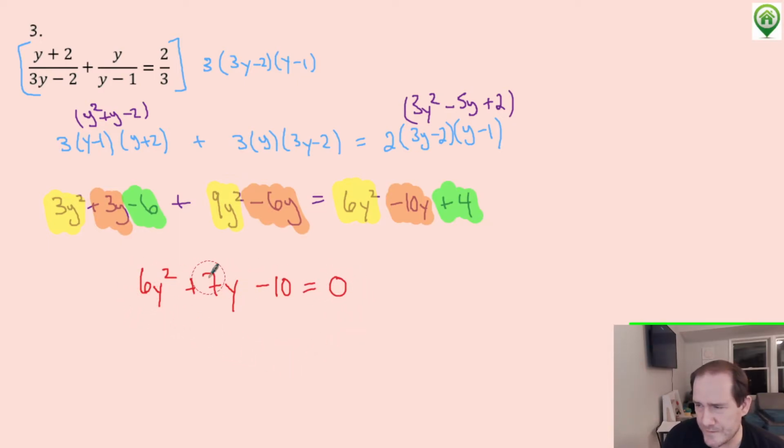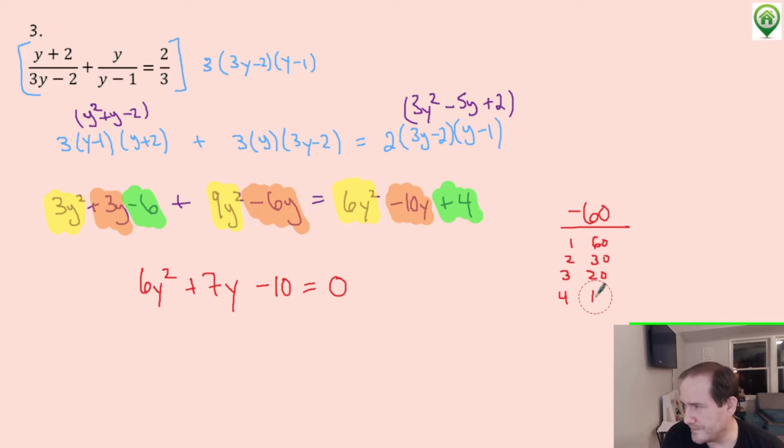I'm not loving this, but let's see how this goes. We're going to have negative 60, and we're looking for factors that give 7. It's not sounding super promising. 1 and 60, 2 and 30, 3 and 20, 4 and 15, 5 and 12. Okay, 5 and 12 does it. So we would want the 12 to be positive, the 5 to be negative.